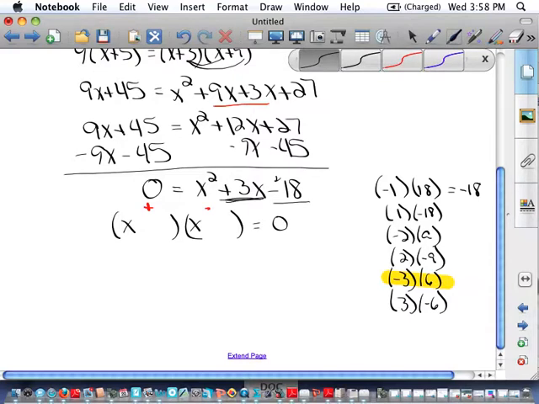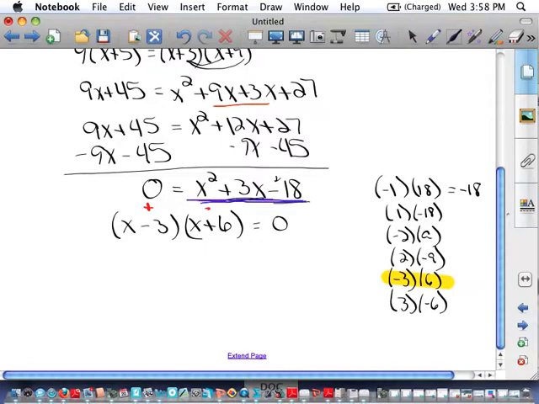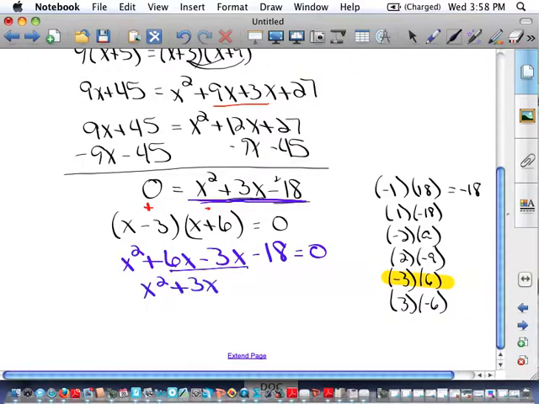So I'll put those values in, minus 3 and plus 6. Now when I FOIL this back, do I get what I started with before I started factoring? Do I get this back? So I have x times x is x squared, x times 6 is plus 6x, negative 3 times x gives me minus 3x, negative 3 times 6 gives me minus 18. Combine like terms, I have x squared plus 3x minus 18 equals 0.